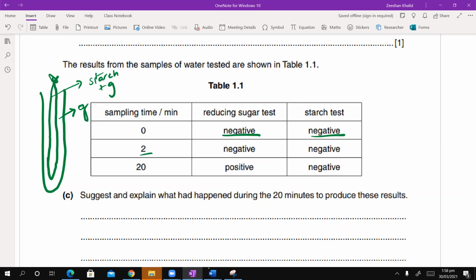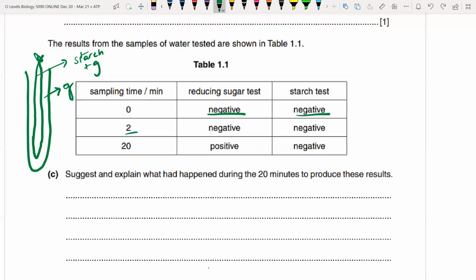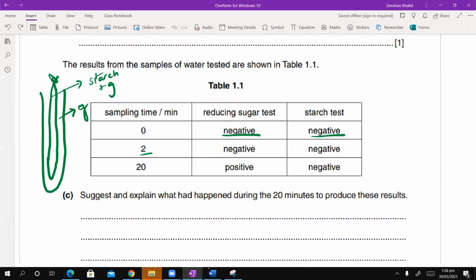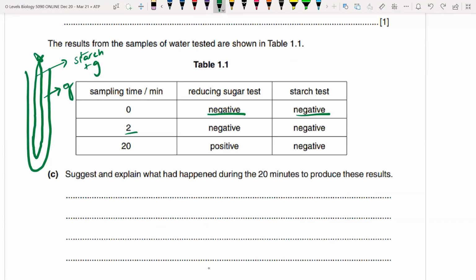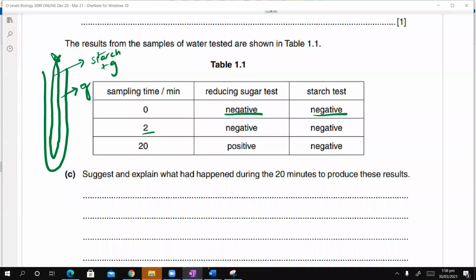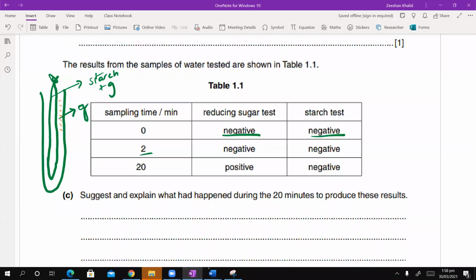अच्छा, अब वो आपसे कह रहा है कि 2 मिनट्स के बाद रिड्यूसिंग शुगर टेस्ट नेगेटिव था. वो टेस्ट के लिए सैंपल कहाँ से ले रहा है? टेस्ट के लिए ही इज टेकिंग सैंपल फ्रॉम द वाटर, द पोर्शन दैट आई एम कलरिंग एज ऑरेंज. ये इस पोर्शन में से वो सैंपलिंग ले रहा है जो वाटर है, अंदर से नहीं ले रहा, ठीक है. सो आफ्टर 2 मिनट्स रिड्यूसिंग शुगर का टेस्ट भी नेगेटिव था और स्टार्च टेस्ट भी नेगेटिव था.